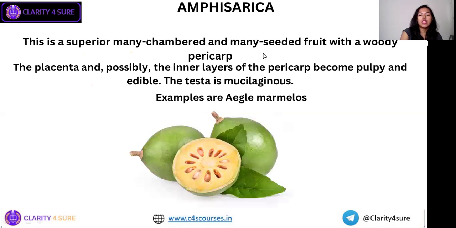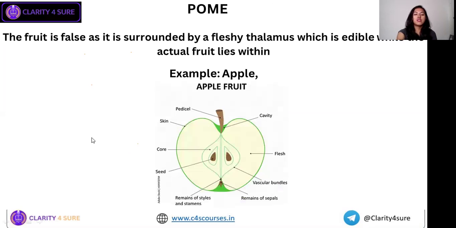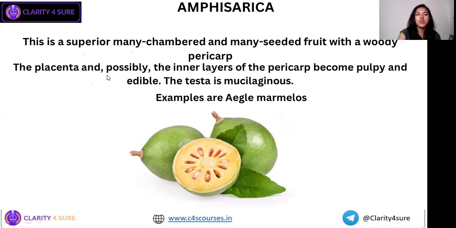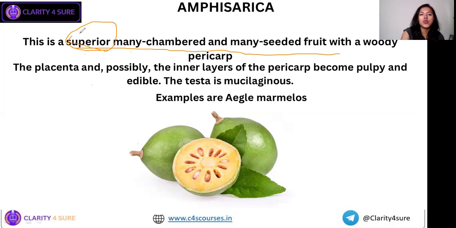Next, we'll see another modification of berries, amphisarca. You've seen bael fruits, isn't it? So that is your amphisarca. So here you see, I'll mark this point so that you can understand. There's a superior, many-chambered, many-seeded fruit. You see, the word superior has come. What is superior? Ovary, right? It is developed from a superior ovary. Many-chambered and many-seeded fruit with a woody pericarp. So here the pericarp is woody.